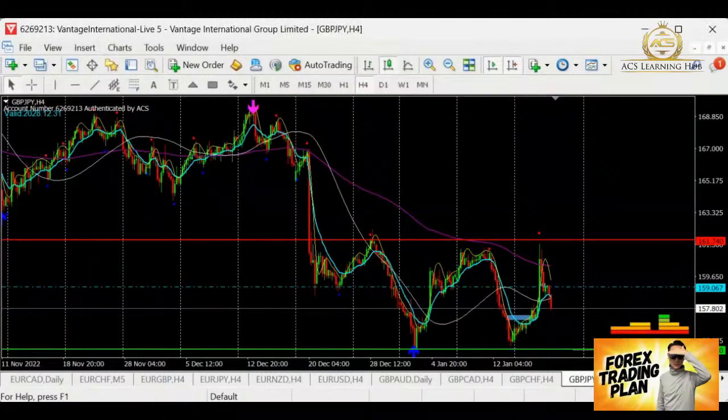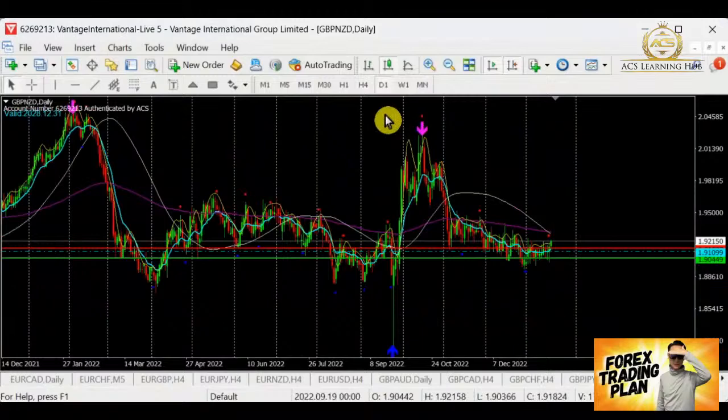Right, so next to go, Pound Kiwi. Yeah, Pound Kiwi, very straightforward. We are actually landing and now taking a buy. So buyers can take note, but the seller has to stay away.